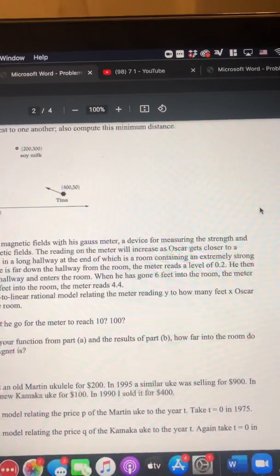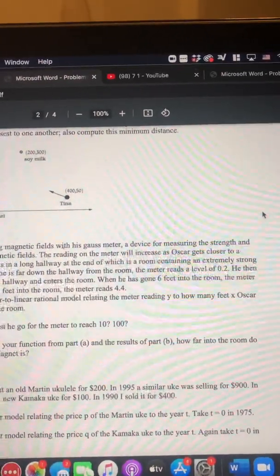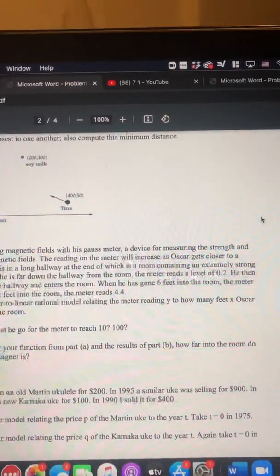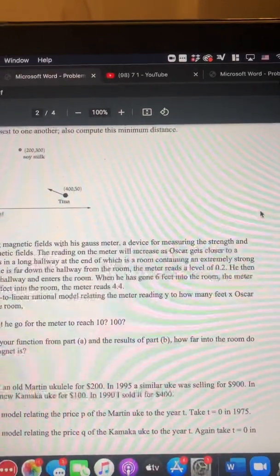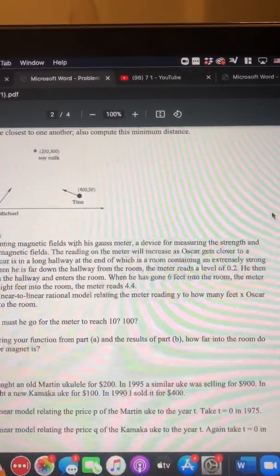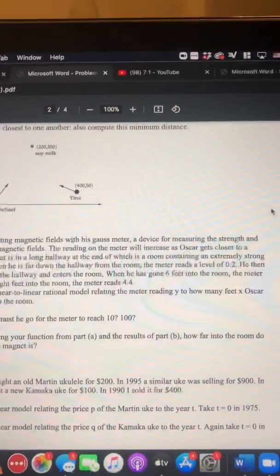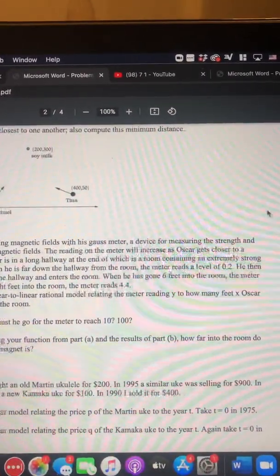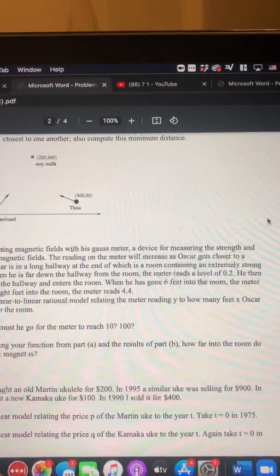He then walks down the hallway and enters his room. He's gone 6 feet into the room and the meter reads 2.3. When he goes 8 feet into the room, the meter reads 4.4. Give a linear to linear rational model explaining the meter reading y to how many feet x Oscar has gone in the room.